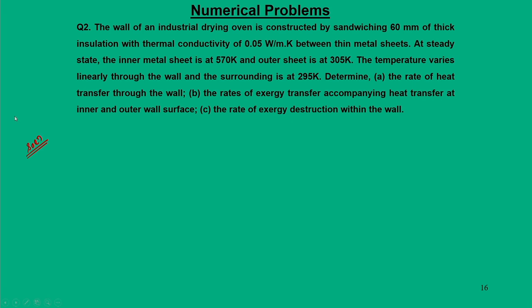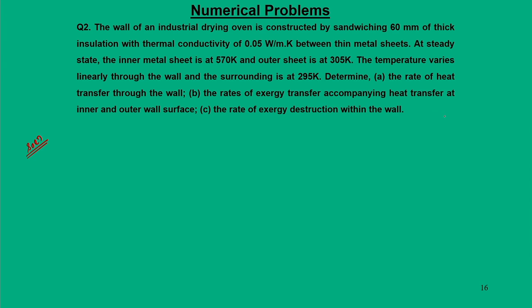So, the problem statement says that the wall of an industrial drying oven is constructed by sandwiching 60 mm of thick insulation with thermal conductivity of 0.05 watt per meter Kelvin between thin metal sheets. At steady state, the inner metal sheet is at 570 Kelvin, the outer sheet is at 305 Kelvin. The temperature varies linearly through the wall, and the surroundings are at 295 Kelvin. We need to determine the rate of heat transfer through the wall, the rate of exergy transfer accompanying the heat transfer at the inner wall and the outer wall, then the exergy destruction within the wall.